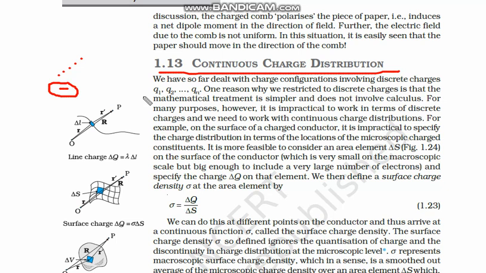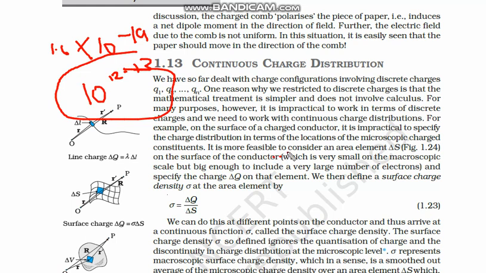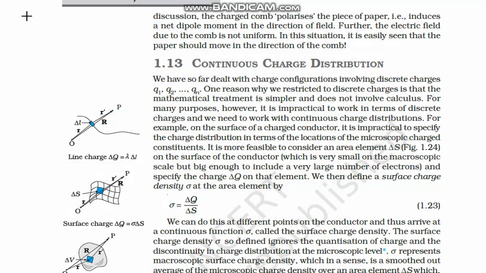See, all these points are discrete, but I have put them very close to each other, so this looks like a continuous line. Similarly, what is the magnitude of electronic charge? 1.6 into 10 to power minus 19 coulomb. It is very small. Even in a microcoulomb, there are 10 to power 12 to 13 charge carriers. So charges are discrete, but in real life they are so near that we see them as continuous rather than discrete. So today we will define this continuous charge distribution.